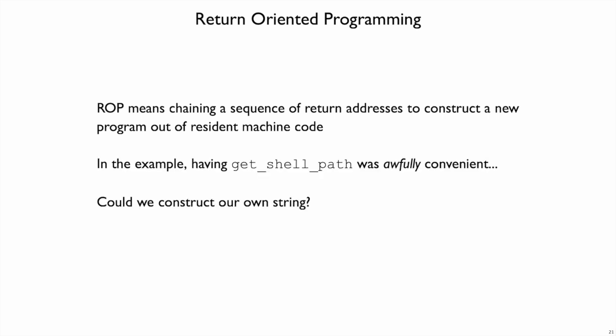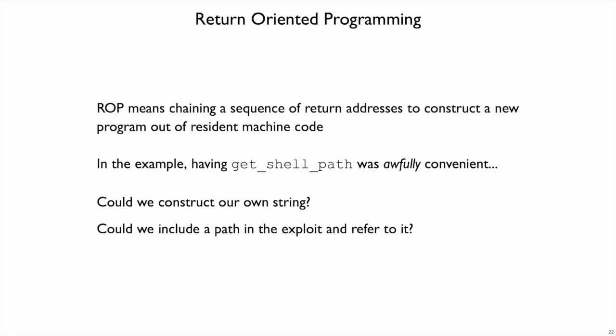But for the purposes of that demo, it was awfully convenient that getShellPath was there, that happened to provide just the right code to set bensh into RAX. What if we didn't have getShellPath? What if we wanted to construct our own string, some other executable to run? Just for demonstration purposes, let's say I want to run benbash instead of bensh.